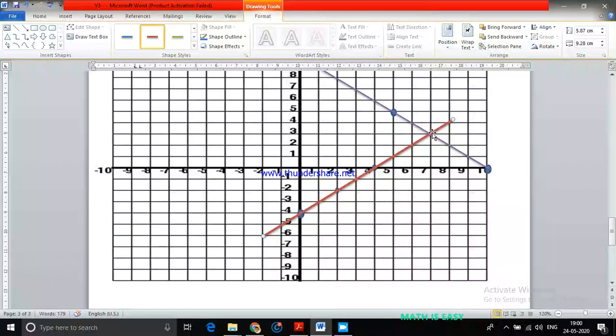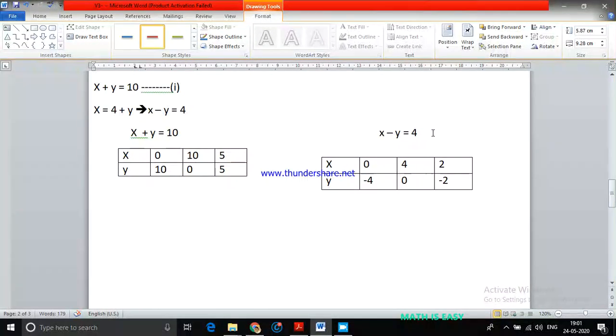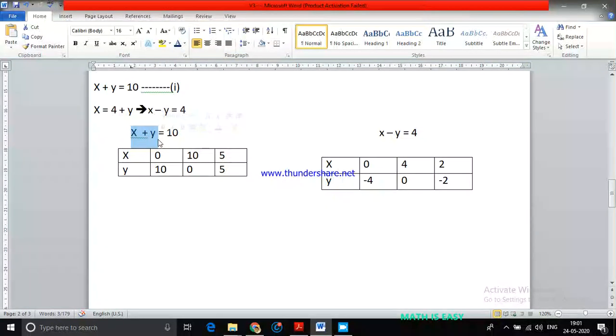Here they are intersecting, right? So this point is 7 comma 3. You can check whether 7 comma 3 is correct or not. How do I check? Substitute x is 7 and y is 3. 7 plus 3, 10. You are getting LHS and RHS the same. And here also I substitute 7 comma 3. X is 7, y is 3. 7 minus 3, 4, which is equal to 4. So I am getting the right answers by substituting 7 comma 3.